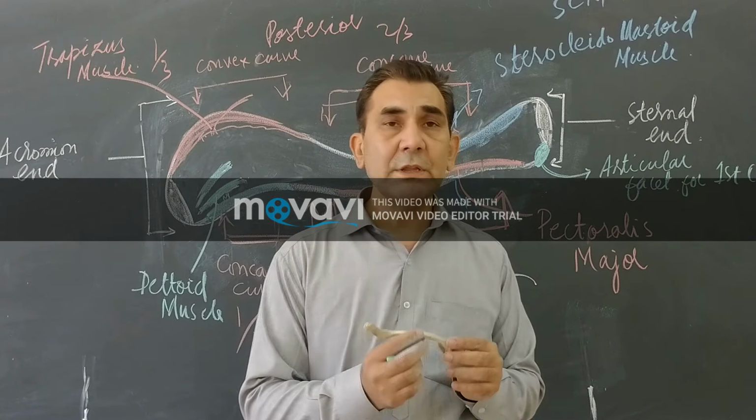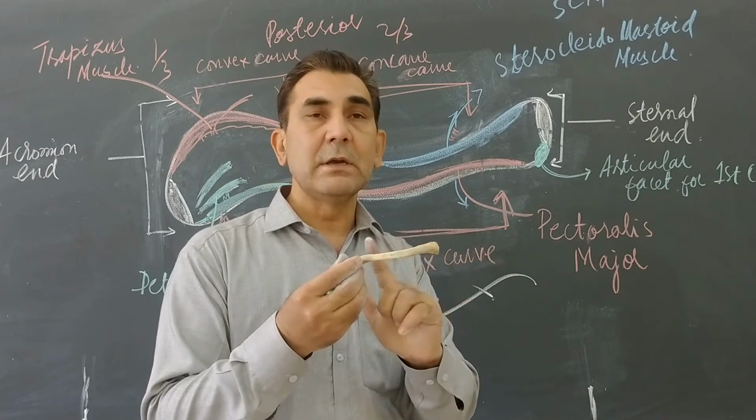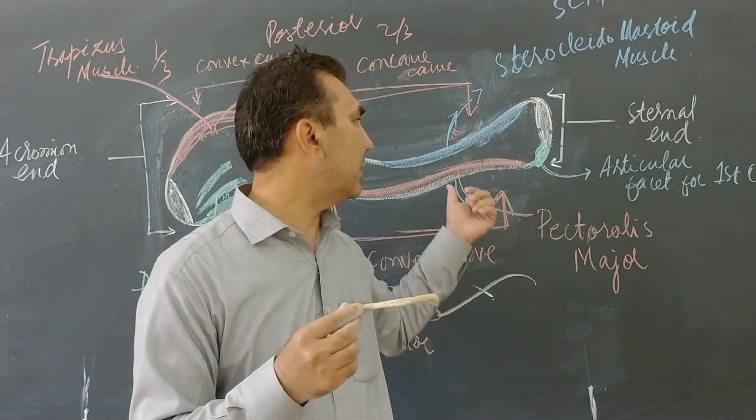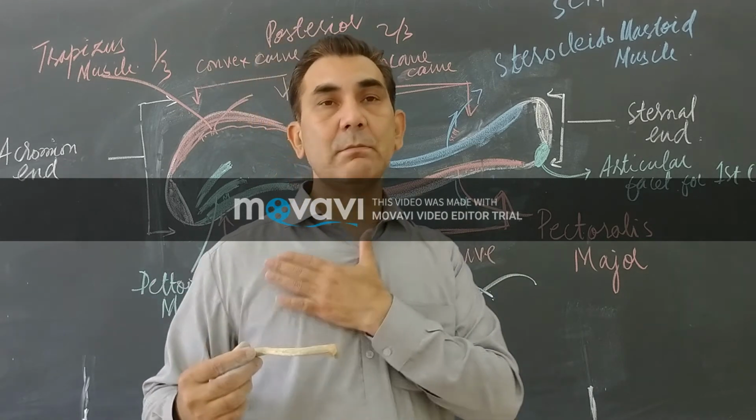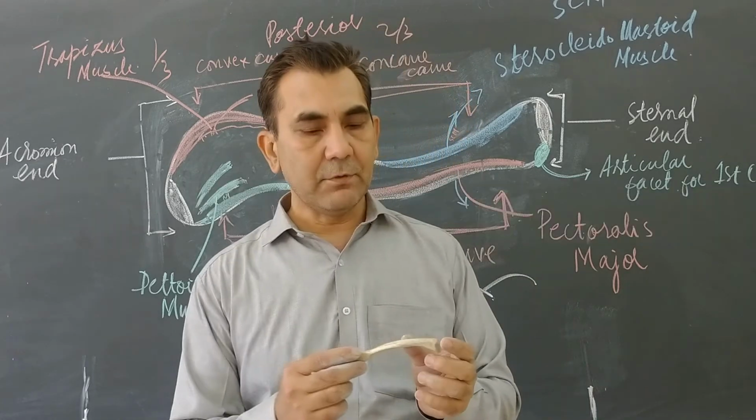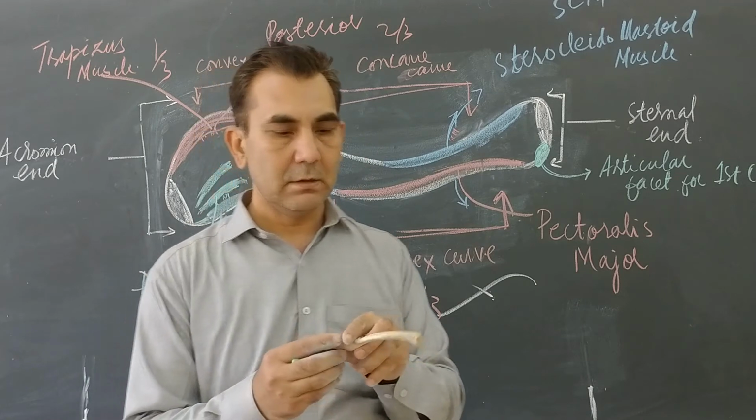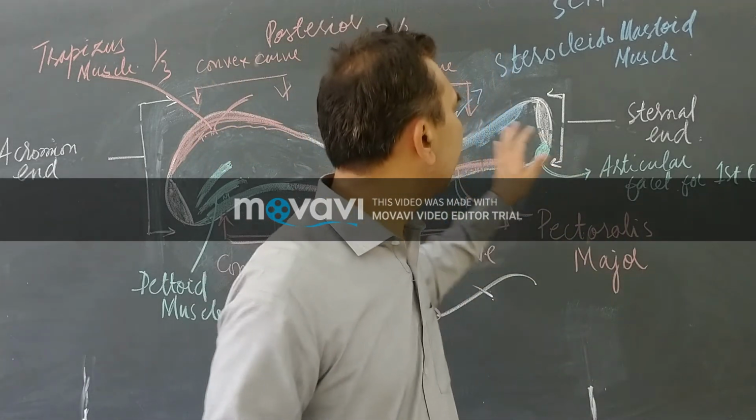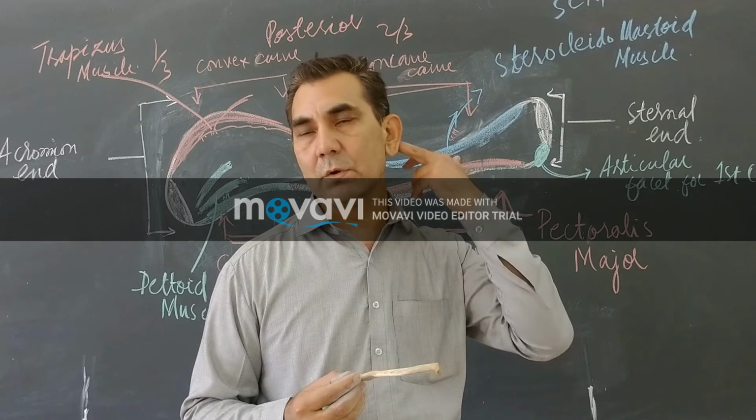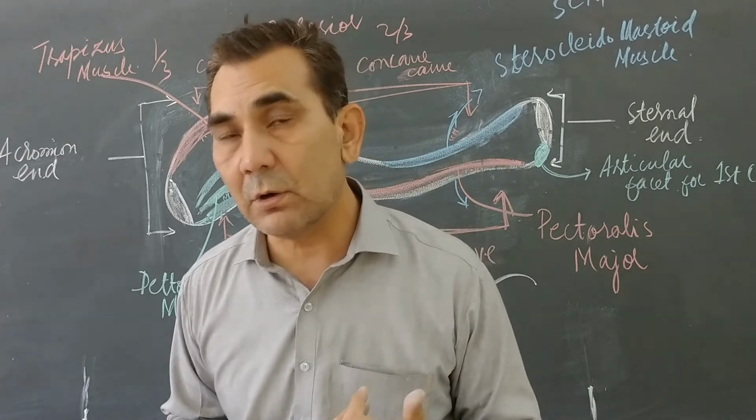Okay. Now in the interior surface, which is convex in shape from the interior side, and from the posterior side it is concave in shape. The interior surface has the interior border, a crest-like structure. This border is for the attachment of the pectoralis major muscle, which is present at the front of the thoracic cage. And the superior border and posterior border are for the attachment of the SCM muscle, the sternocleidomastoid muscle, which originates from here and goes to attach at the mastoid process of the temporal bone.